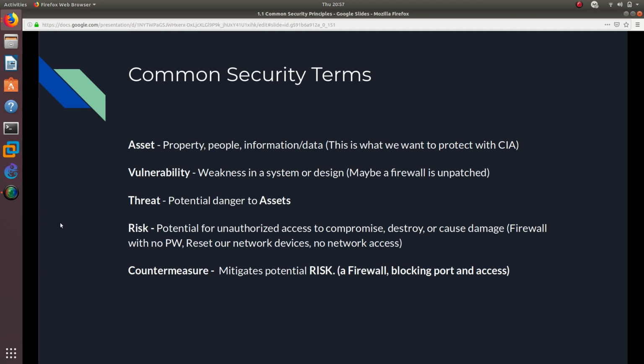And moving on with threat. A threat is a potential danger to assets, right? And assets are property, people, information, and data. So remember that.